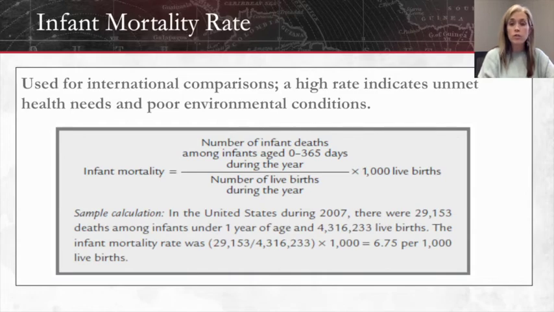then after childbirth, the time from day 0 to 365 days is a very important time as well. And so when you're looking at malnutrition, at rates of breastfeeding in international settings, at infectious diseases, then people look at infant mortality as a proxy for describing the health status of a population. So infant mortality is defined as the number of infant deaths among infants aged 0 to 365 days, so the first year, during the year, over the number of live births during the year.